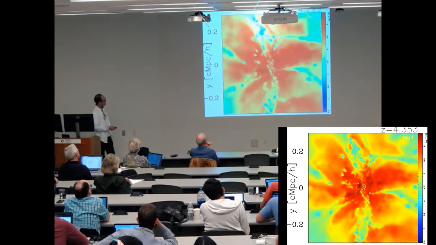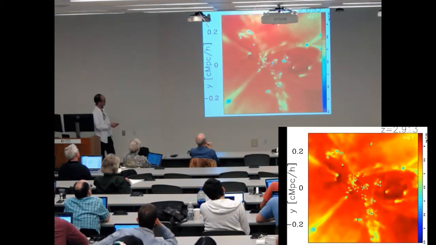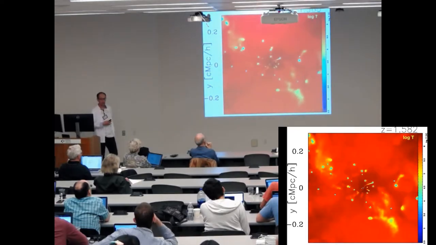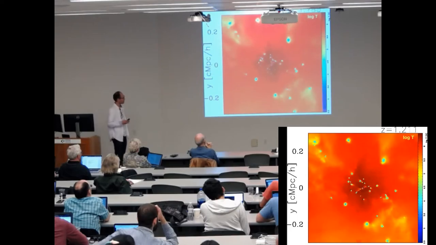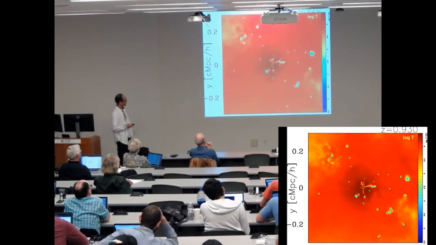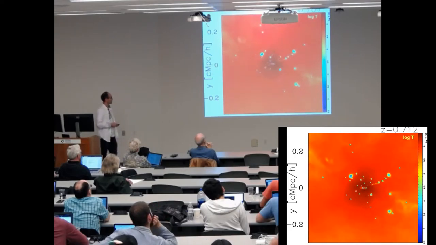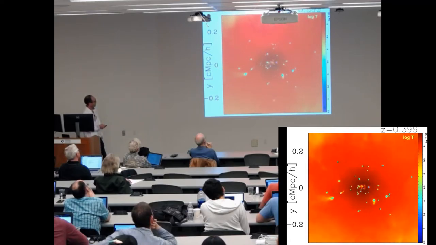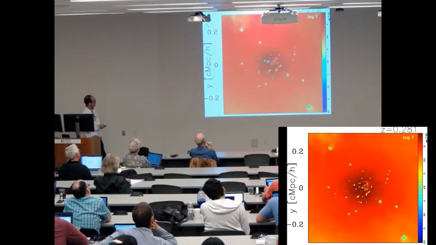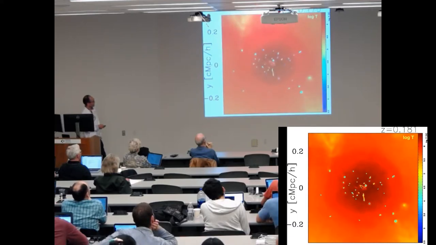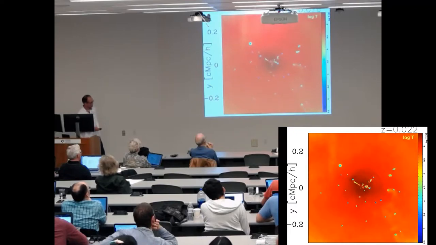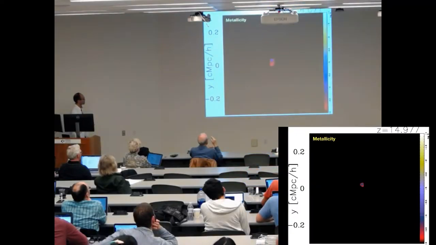Okay. We'll say it one more time. Initially, there's the cold filament there, and there are other cold filaments down to z equals 3, but after z equals 3, the cold mode disappears and the gas becomes really, really hot in the central part. Okay, that's the second merger. Okay, so that's the gas temperature. Okay. And then let's look at the metallicity.